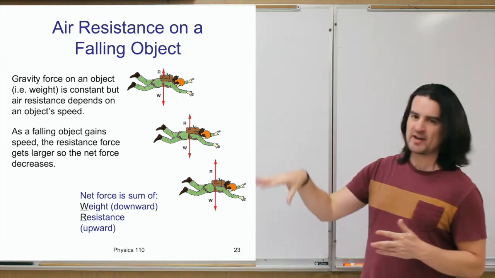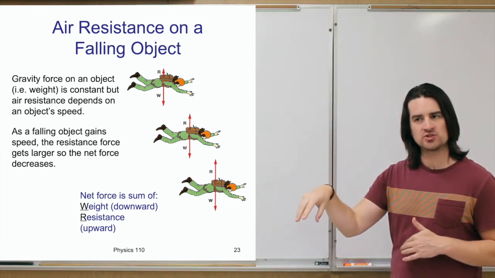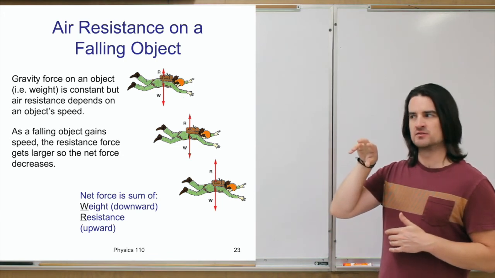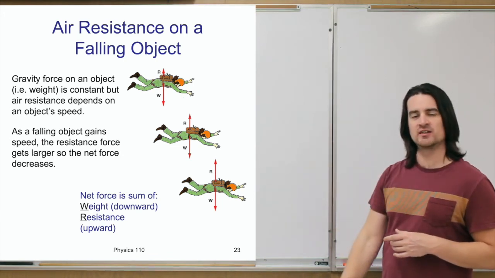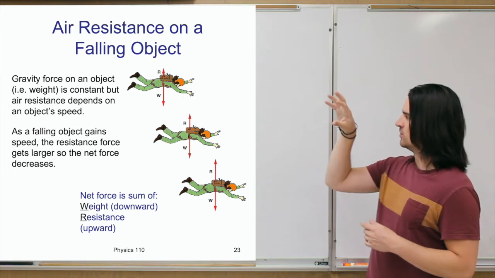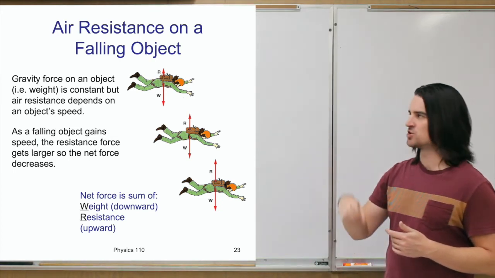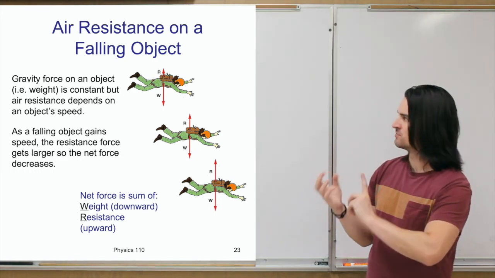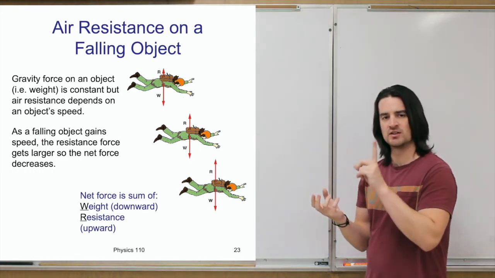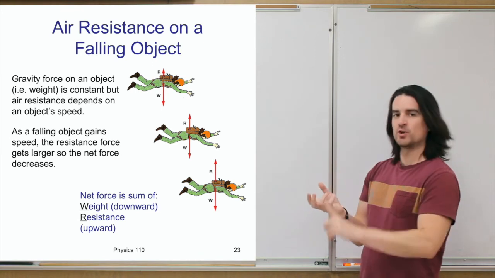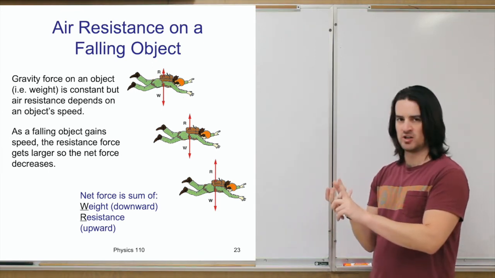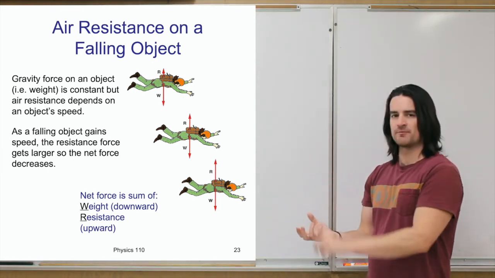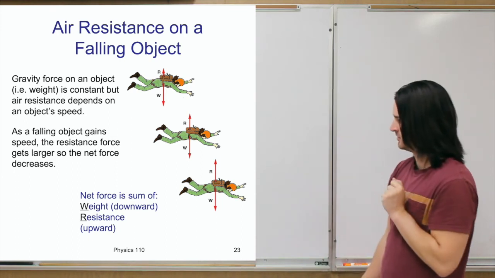However, when they jump out, they're not moving very fast at first, but gravity is accelerating that person, so they're speeding up, right? So they start out not moving very quickly, and remember drag is proportional to the speed of the object. So at first, the drag force, the force that's opposing this motion, is pretty small, but as the person speeds up, that force gets larger and larger and larger.